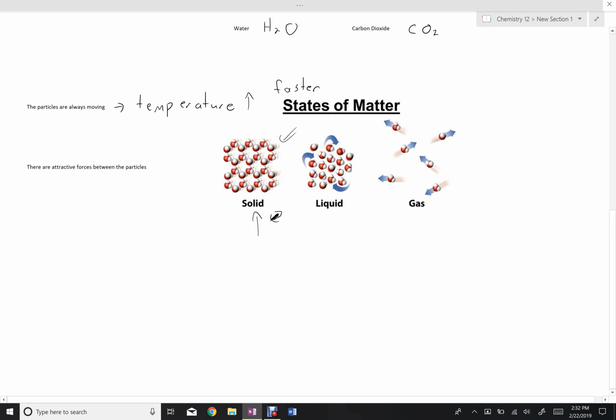They all stay together, but they're moving faster, and so they don't stay in the same shape lined up like they do like this. And then if we have a gas, they're moving so fast, they're at such a high temperature that they don't even stick together anymore. The attractive forces aren't strong enough to hold them together, and they fly around the room. So those are the tenets of particle theory.